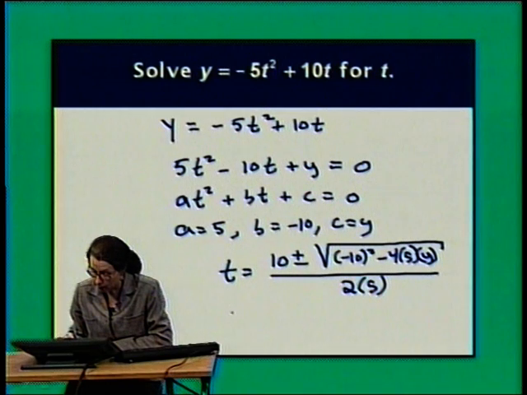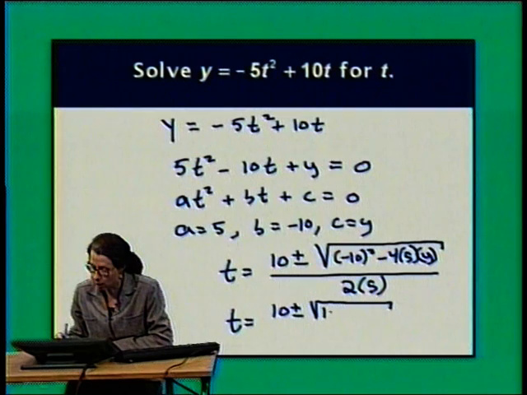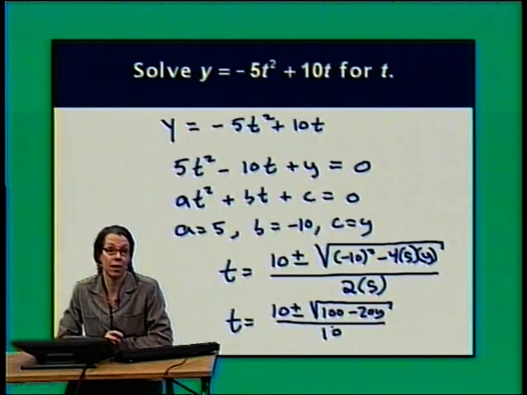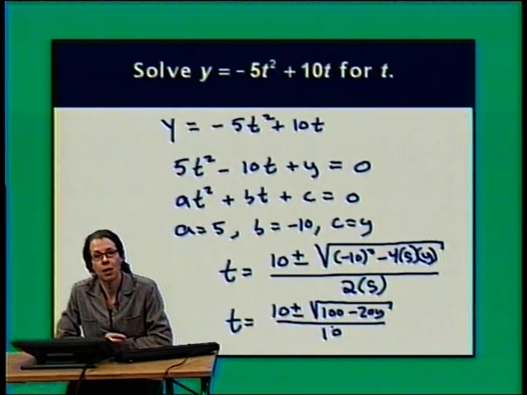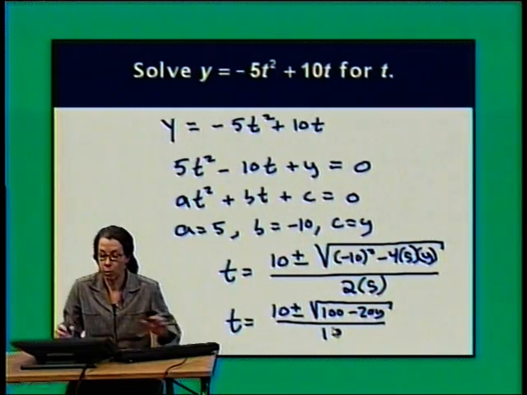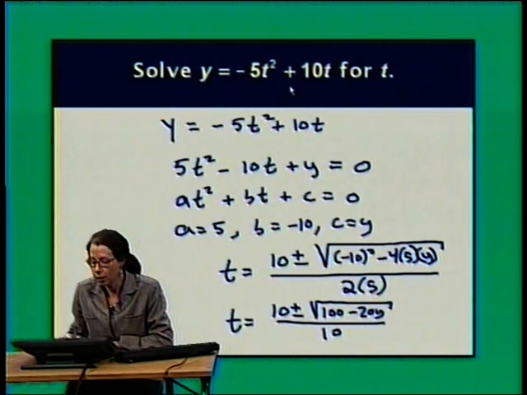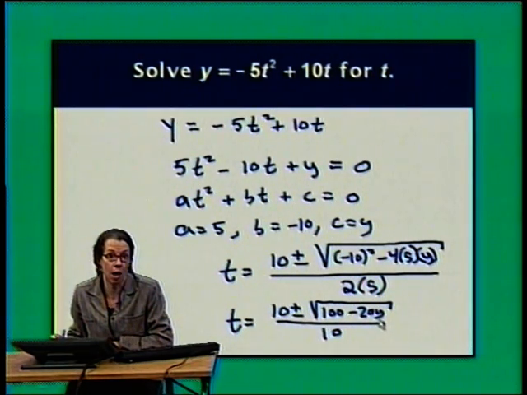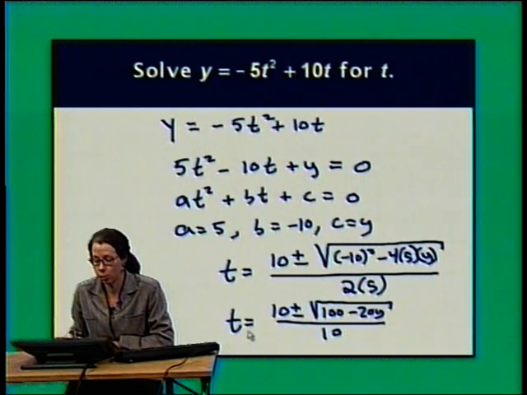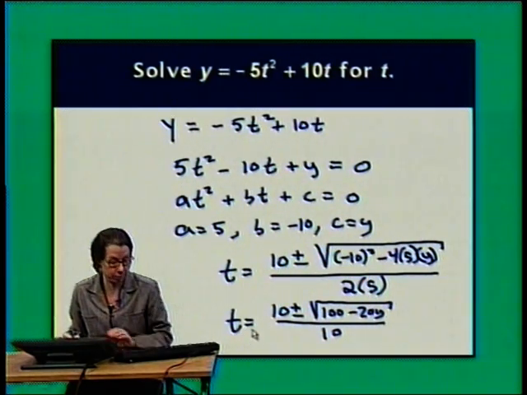Simplifying this a little bit, I get t equals 10 plus or minus the square root of 100 minus 20y, all over 10. Now I have a formula for t. So this original formula was giving us the height of a bottle rocket in terms of time. This new formula will give us the time in terms of the height of the bottle rocket. So if I want to know at what time the rocket hit a particular height, I would just plug that height into this formula and evaluate t.